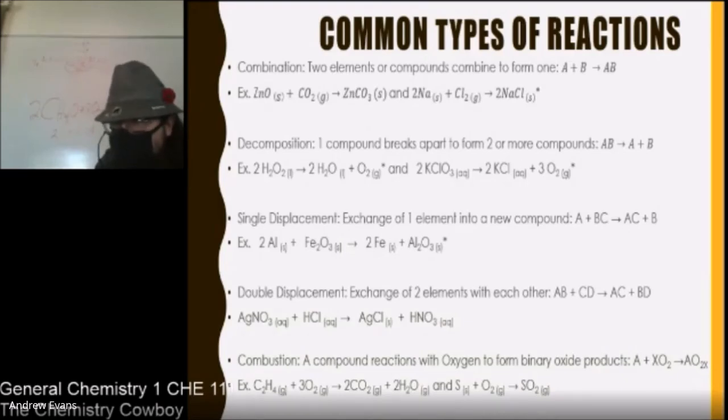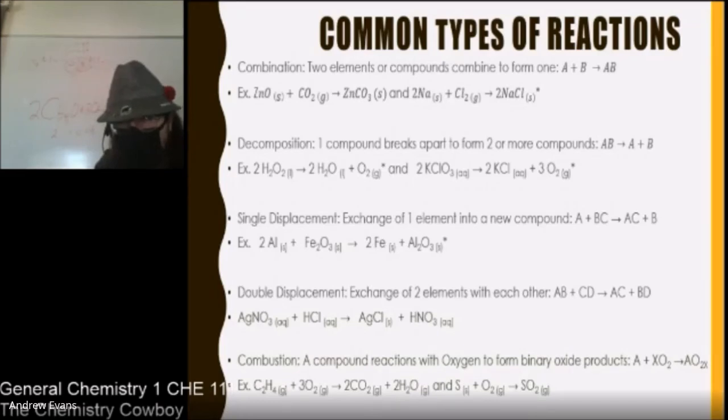Another one we've done in lab. Magnesium plus oxygen gives you magnesium oxide. Two things came together to form one. That also would have been an oxidation reduction. That would have also been a combustion.